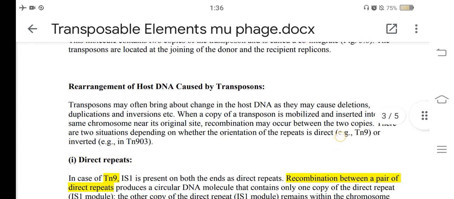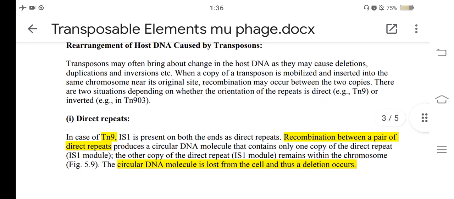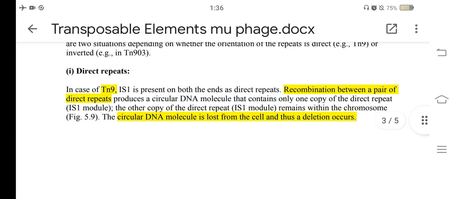Rearrangement of host DNA caused by transposons. Transposons may often bring about changes in the host DNA, as they can cause deletions, duplications, and inversions. When a copy of a transposon is mobilized and inserted into the same chromosome near its original site, recombination may occur between the two copies. There are two situations depending on whether the orientation of the repeats is direct or inverted. Direct repeats: in the case of Tn9, IS1 is present on both ends as direct repeats.